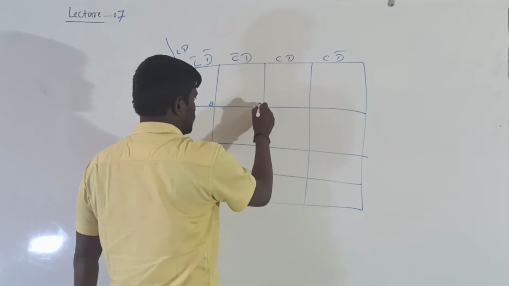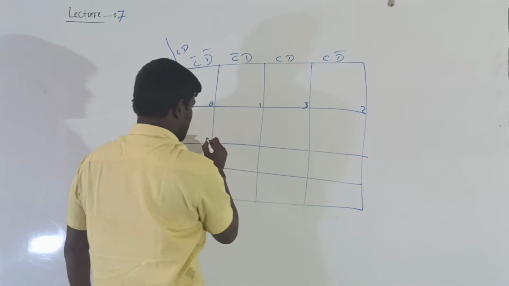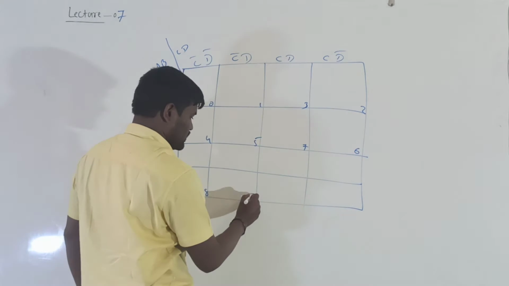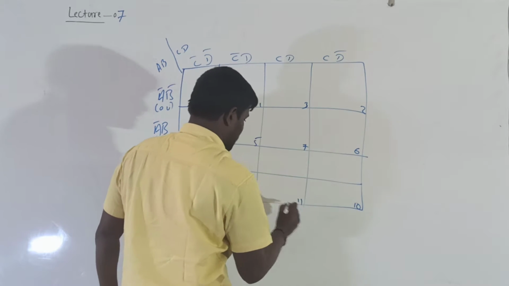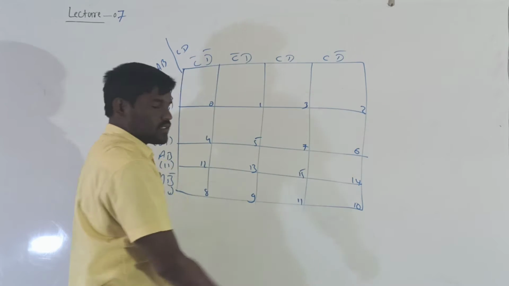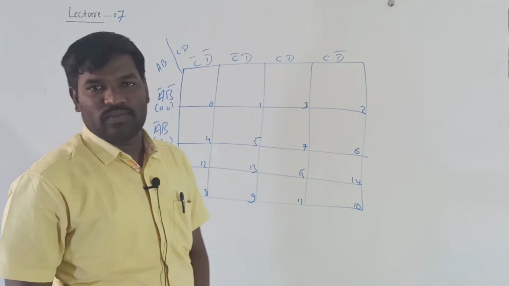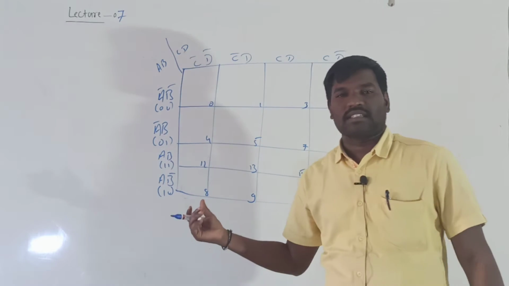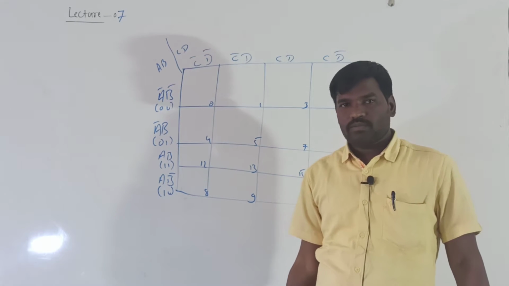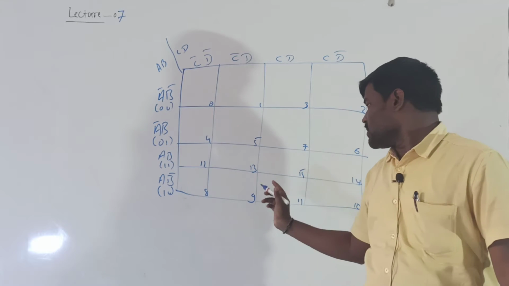Position is 0, 1, 2, 3, 4, 5. Here 6, 7, 8, 9, 10. 11, 12, 13, 14 and 15. So if you are using the 4 variable K-map, it consists of 16 squares. Okay, and the position is from 0 to 15.